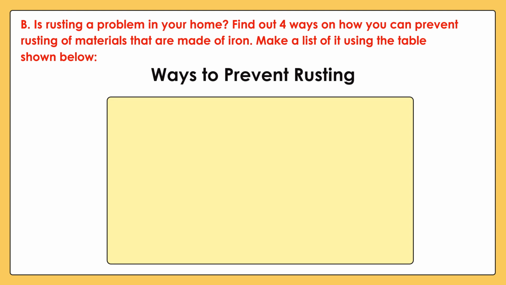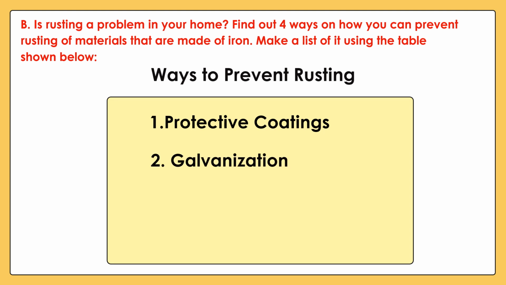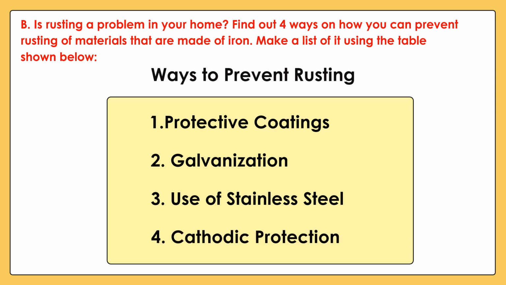Here are the ways to prevent rusting. Number 1, protective coatings. Number 2, galvanization. Number 3, use of stainless steel. And last, number 4, cathodic protection.